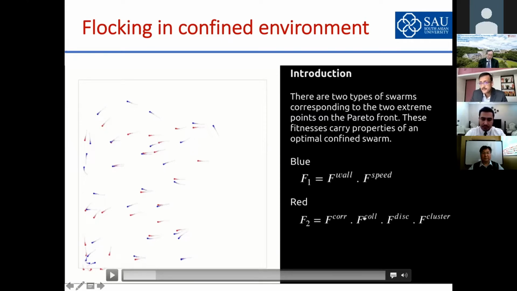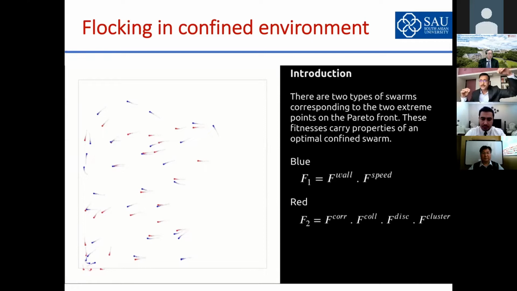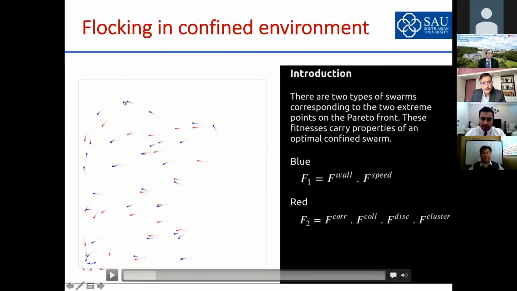Since it is a multi-objective optimization problem, in the Pareto front we have taken 2 extreme points, where the blue drones are given the full weight to F1. They have the highest weight to F1, meaning collision, wall avoidance and the speed. They want to make high speed and avoid the wall, while the red ones are not respecting the wall boundaries and are not respecting the speed also. For them, these 4 things are more important.